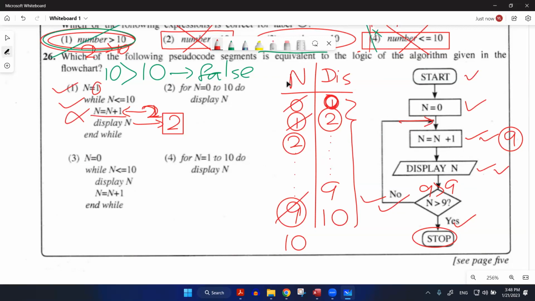For the second, it says for n equals 0 to 10. So that means again n goes from 0 to 10. Then it says display n, right? So when n is 0, the initial value of n is 0, it's going to display n. So that means 0 is going to be there in the output, the very first output. But our very first output gives 1. Right? So because of that, the second one is wrong.